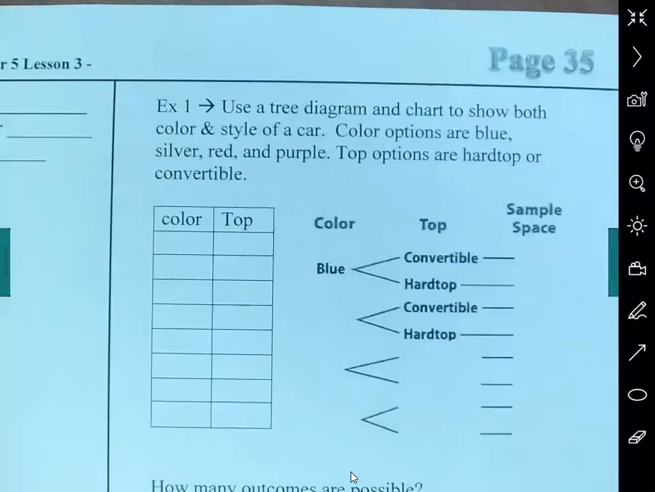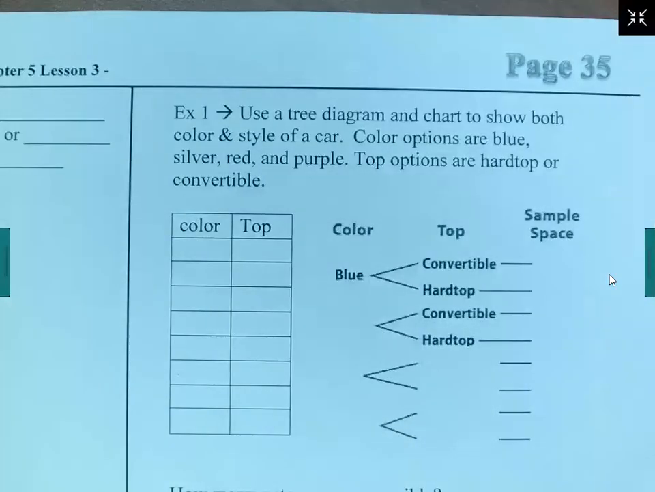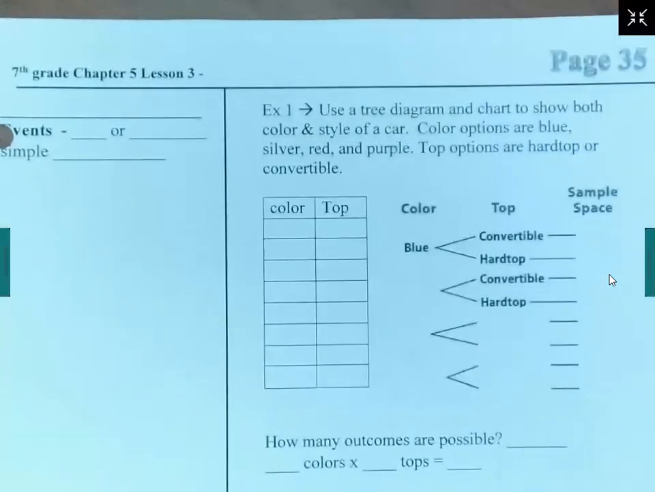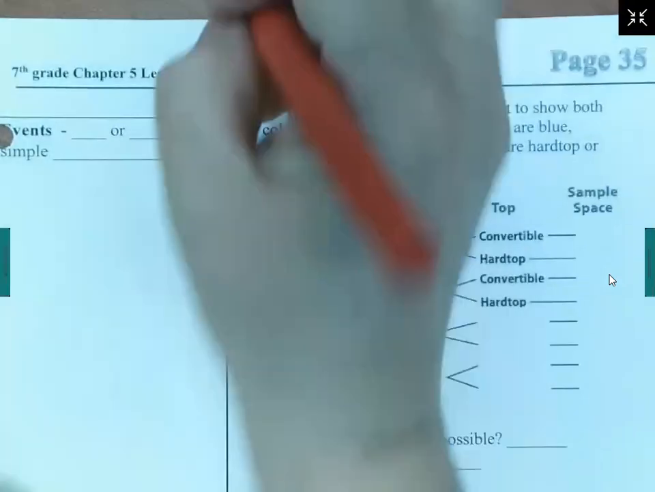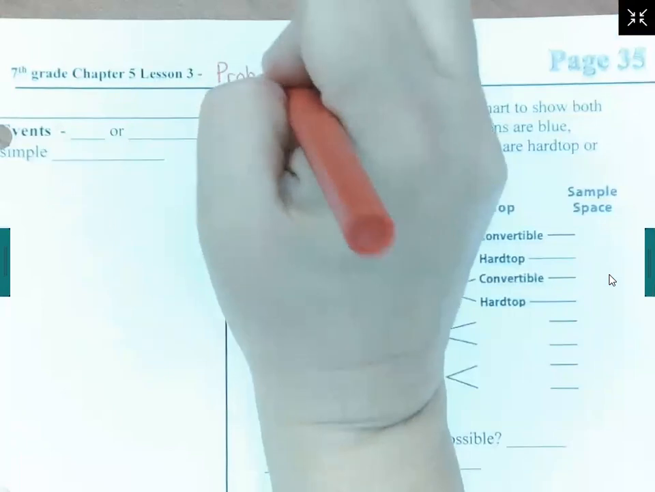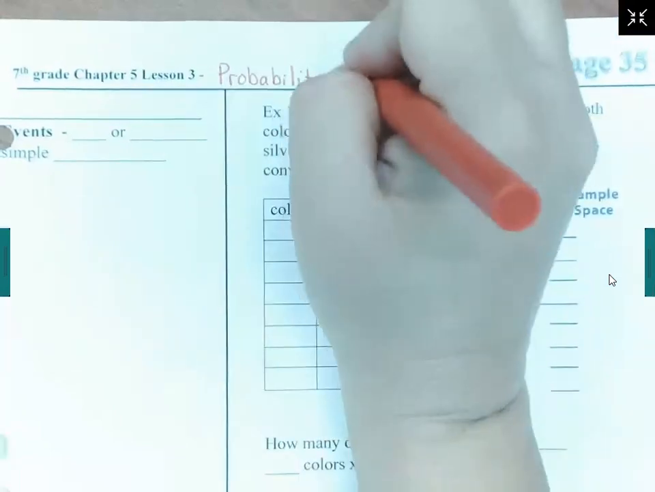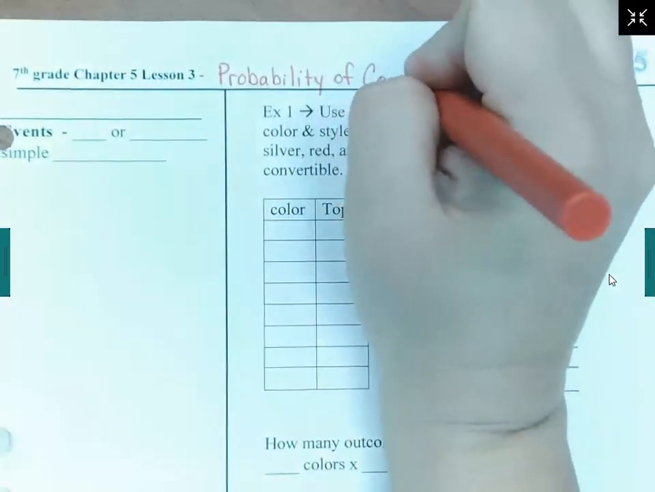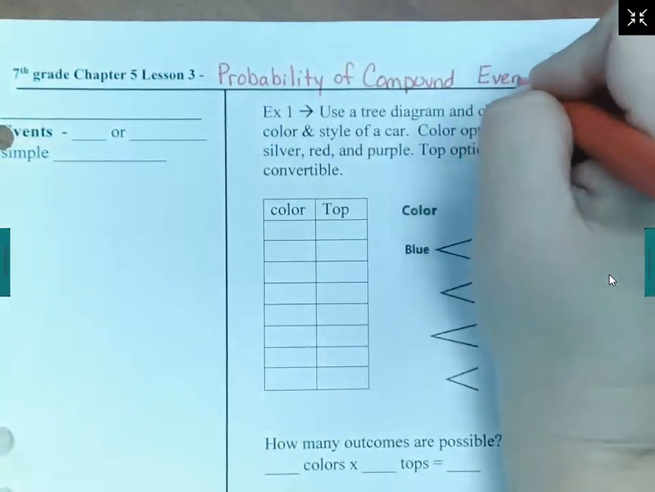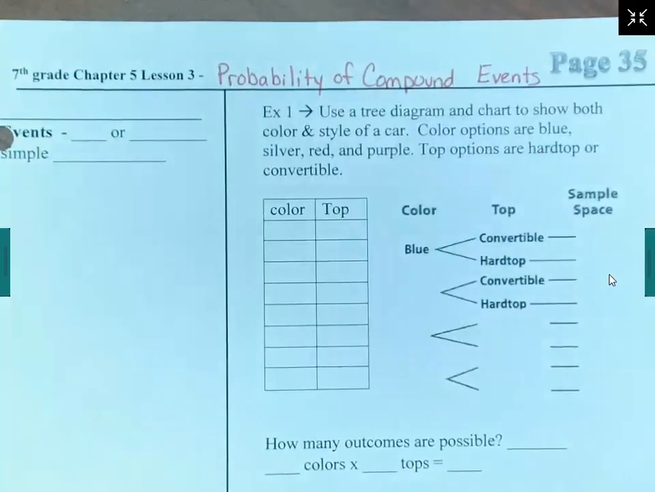We're on page 35 of our notes. What's today's lesson? Probability of compound events.